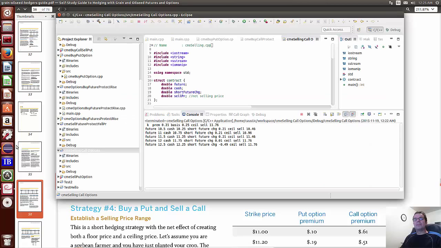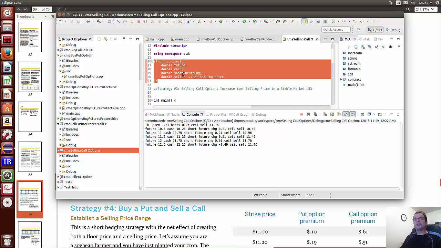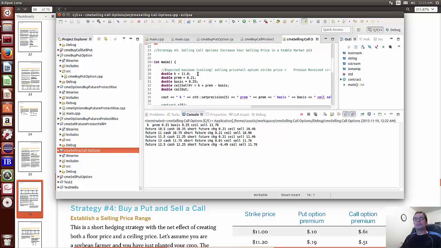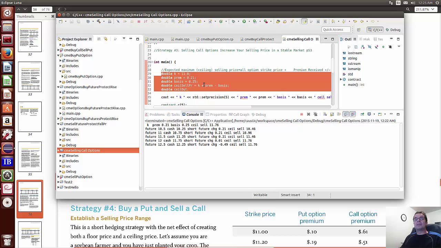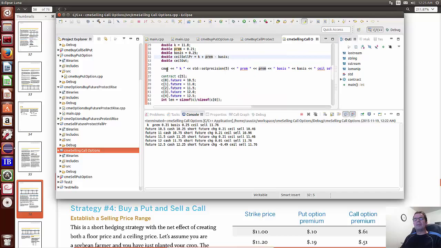So let me show you the code here. We've got our typical structures we've always had: future, cash, short future change, which is really the gain or loss, and the selling max ceiling price. That's the net selling price. So what we need to first do, as in this document, is set our selling price using that formula, the strike plus the premium minus the basis. On top of that, we just output that, which is right here. So this is our ceiling selling price of 1176.